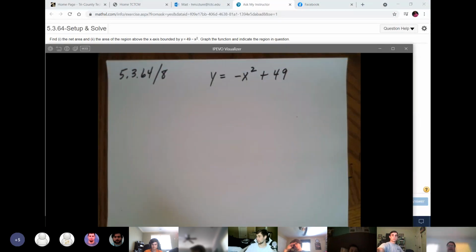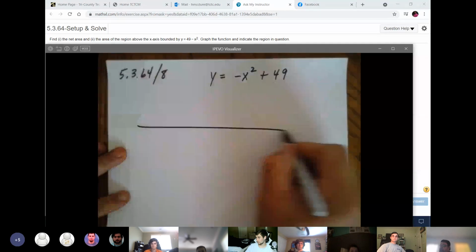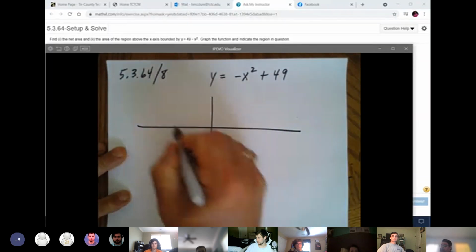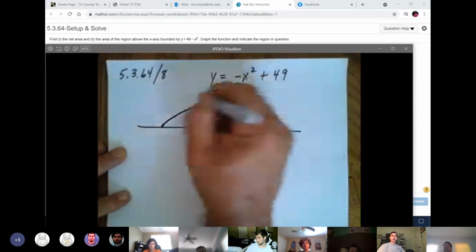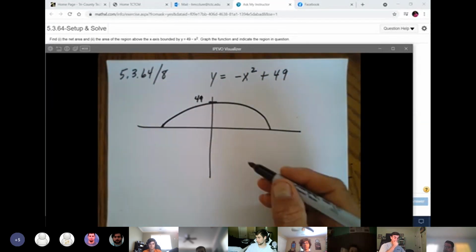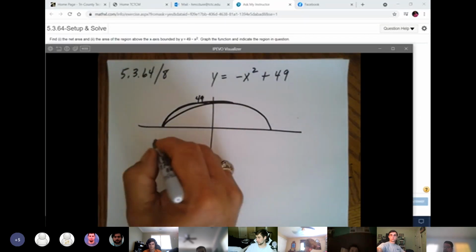Number one rule of math. You need to graph it because you don't know what it looks like. So when you graph it, you know it's going to be a circle. It's going to open downward, and it's going to look like this. Got a y-intercept of 49. What's the x-intercepts? Somebody give them to me. Would it be -7 and 7? Good job.